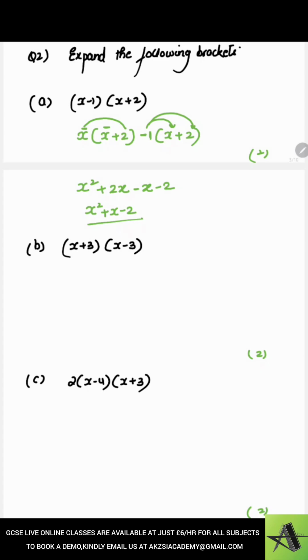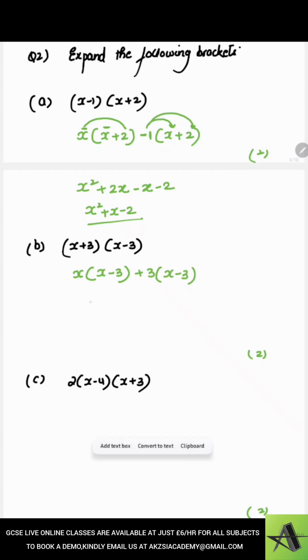Similarly, we have to do it here. That means take the first term of your first bracket and multiply it with the second bracket, then another term of the first bracket. It doesn't matter how many terms there are in the first bracket, you have to simplify it exactly like this. Suppose we have 3 different terms, then we multiply in the same manner. So this will now be 3 times x minus 3.